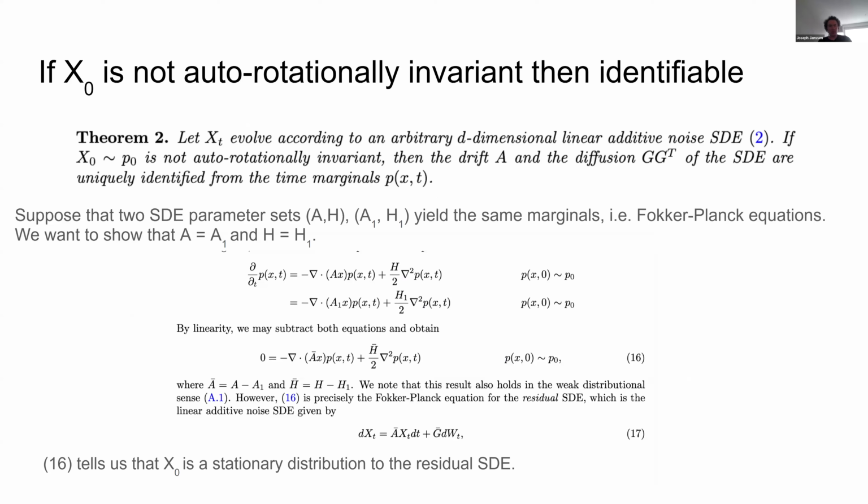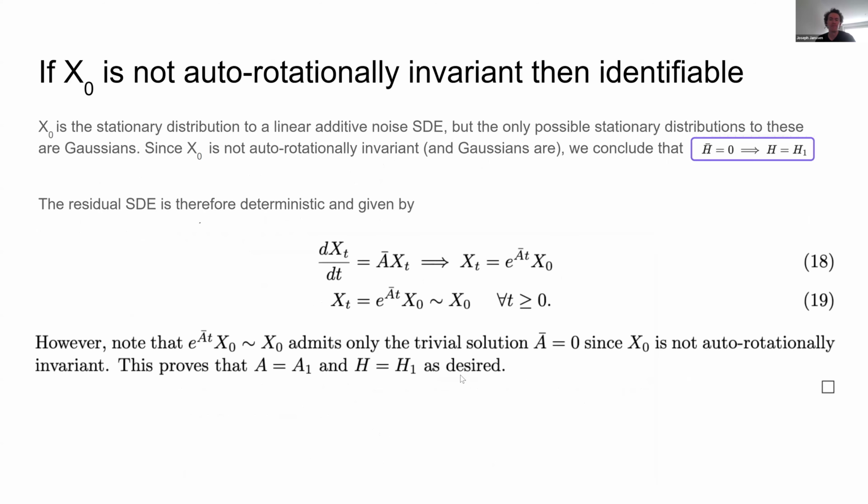So it turns out if x naught is not autorotationally invariant, so basically not Gaussian and a couple other cases, but basically in all cases, we can identify both the drift A and the diffusion GT, which is great. And we prove this in the paper.